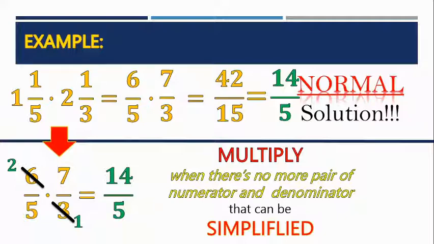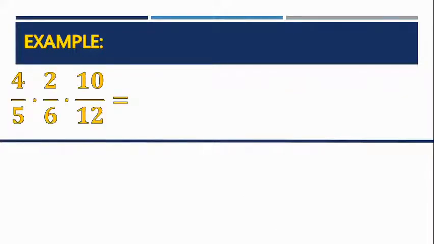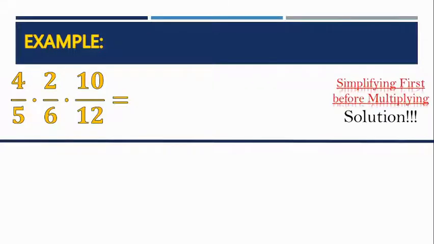Let me give you two more examples to show you its importance. So how about this? 4 over 5 times 2 over 6 times 10 over 12. If you could still remember, last time I discussed that if possible, you could simplify the fractions before multiplying. So now, simplify first before multiplying. 2 over 6 could still be simplified, and 10 over 12 also could still be simplified. Simplifying 2 over 6 will give us 1/3, and 10 over 12 will give us 5 over 6.